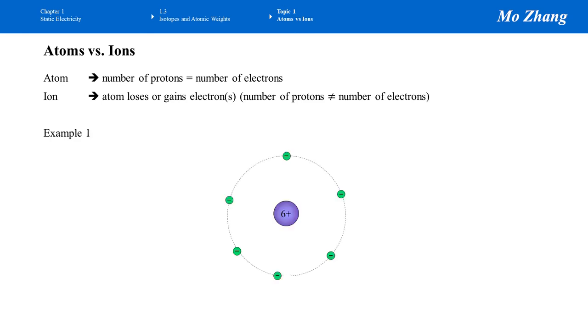For example, here we have an element with 6 protons in the core. That's why it shows a 6 plus in the sphere. It's just another way to show there are 6 protons. The next question can be, what element is it? Unless you memorize this by heart, we need to use the periodic table to figure this out.